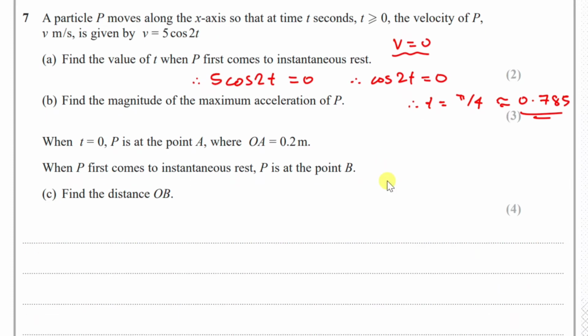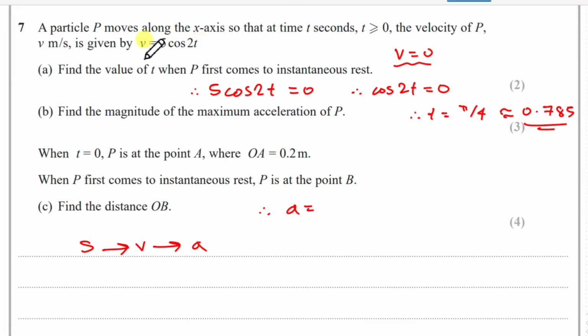There's a certain rule here: you always start with displacement first. Let's call it s. s goes to v and then goes to a. This is the order of the differentiation. So if you had the displacement equation, differentiate to get v. To get to a, differentiate again. So to get a, differentiate this equation.